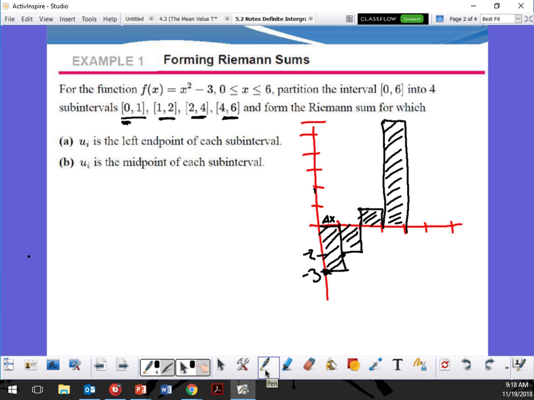So midpoints kind of suck, but they're important. All right, to find the midpoint, it's going to be the midpoint in between those two. But for this one, my delta x is going to stay the same, because it's still a rectangle, right? Okay, so it's going to be 1 times f of, what would be the midpoint in between 0 and 1? Okay, f of 1/2, right?